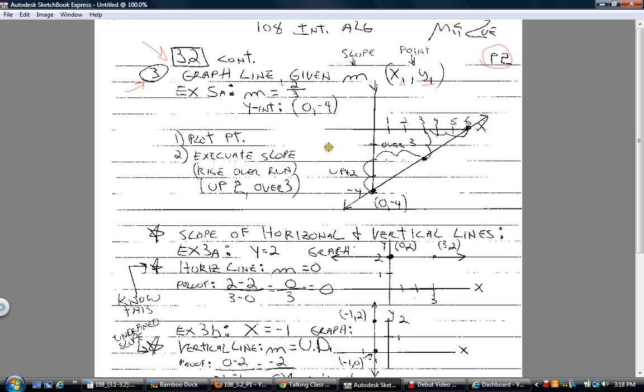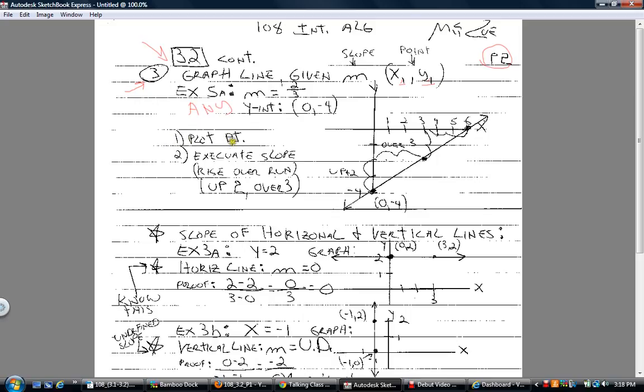The reason why is because given any point, not just the y-intercept, but any point on the line, execute the slope, which is rise over run. You go from one corner of the step up to the next. And think of those steps I drew in the last video. Okay, so here's the steps.